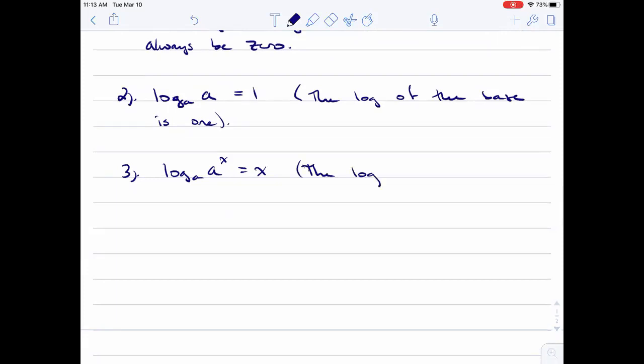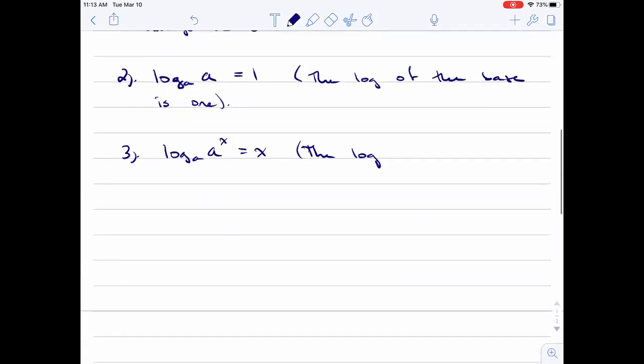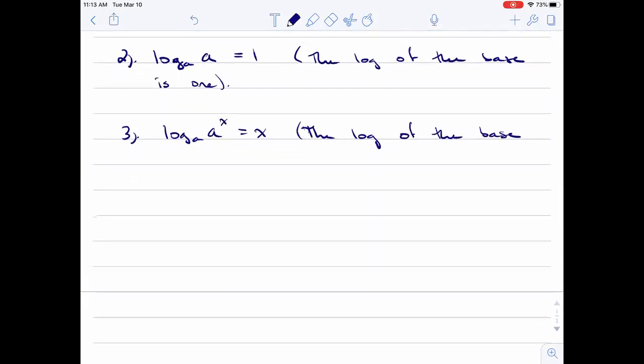The log of, can I just call it the log of the base? Cancels, leaving only x, right? And like I said, we'll see why that is with the log laws.